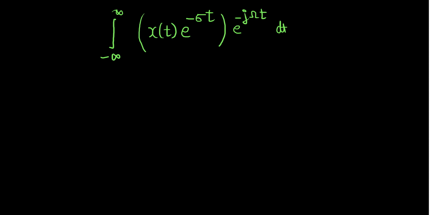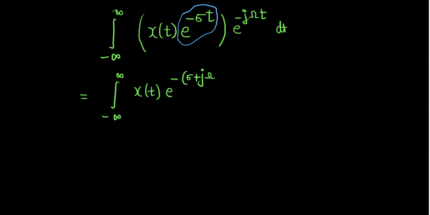That is what we have done. So we have this additional factor here, and the expression otherwise remaining, so apart from this factor, the remaining expression is simply the Fourier transform. So if we write that in more compact form, this is going to be equal to the integral from minus infinity to infinity of x of t e power minus (sigma plus j omega) t dt.